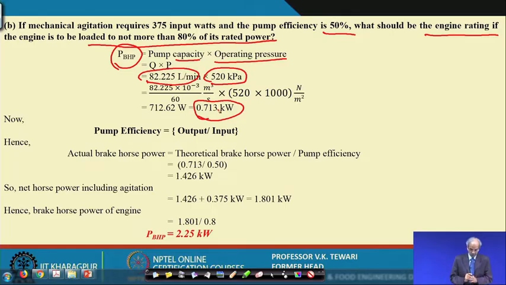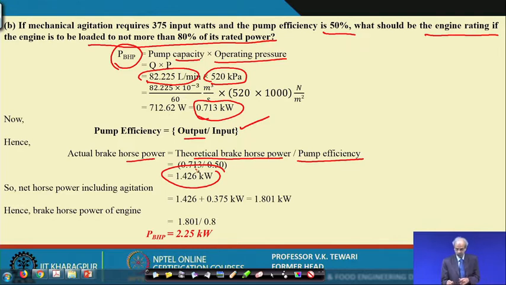Now, how do you say pump efficiency? The output by input gives you the efficiency. So, the actual brake horsepower is the theoretical brake horsepower divided by pump efficiency. This is what you get, because the pump efficiency is only 50%. So, with respect to that, the actual brake horsepower is this.